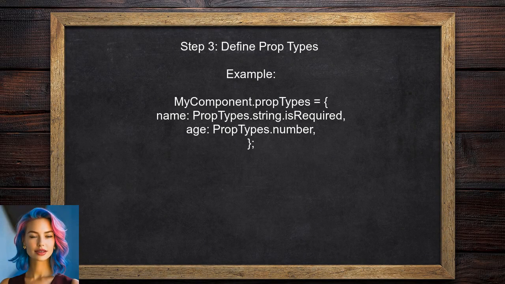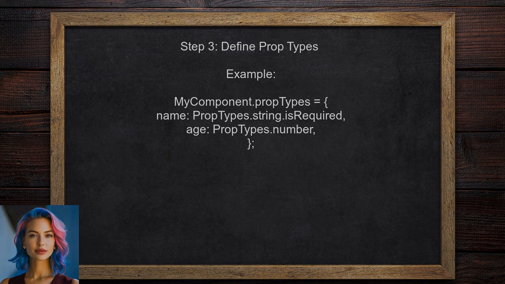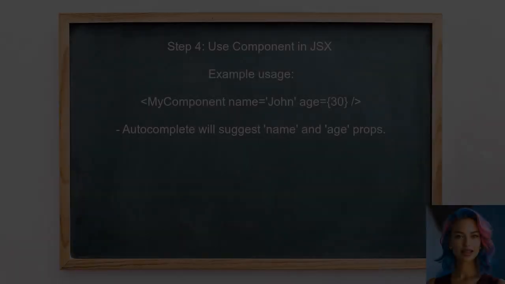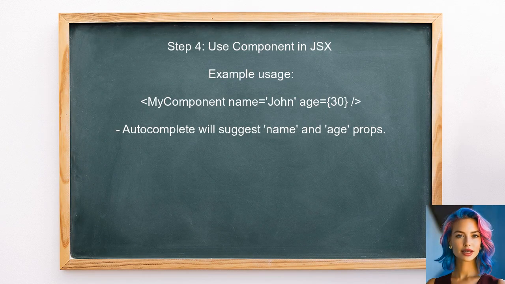Now, the user should define the prop types for their component. This is done by adding a prop types property to the component, specifying the types for each prop. Finally, the user can use their component in JSX markup. When they do this, Visual Studio Code will provide autocomplete suggestions based on the defined prop types.